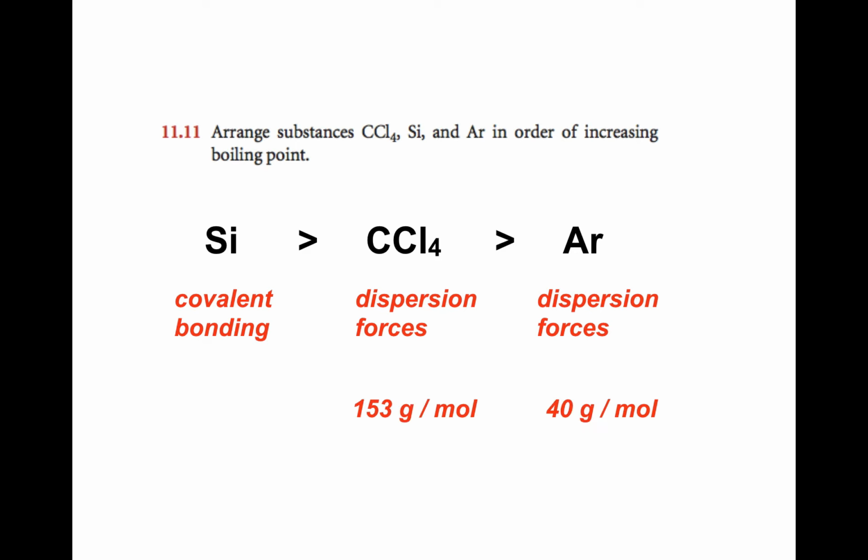Also, molar mass plays a part. The heavier the molecule is, the harder it is to get into the gas phase. So carbon tetrachloride has a higher boiling point than argon because it's more polarizable and it's heavier.